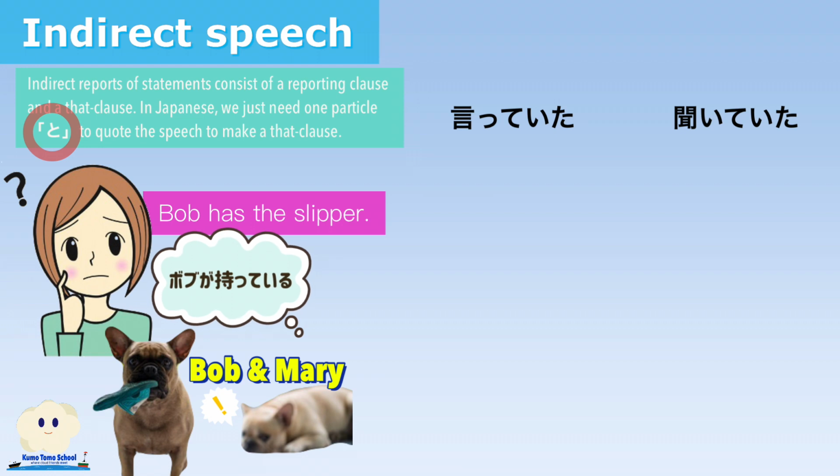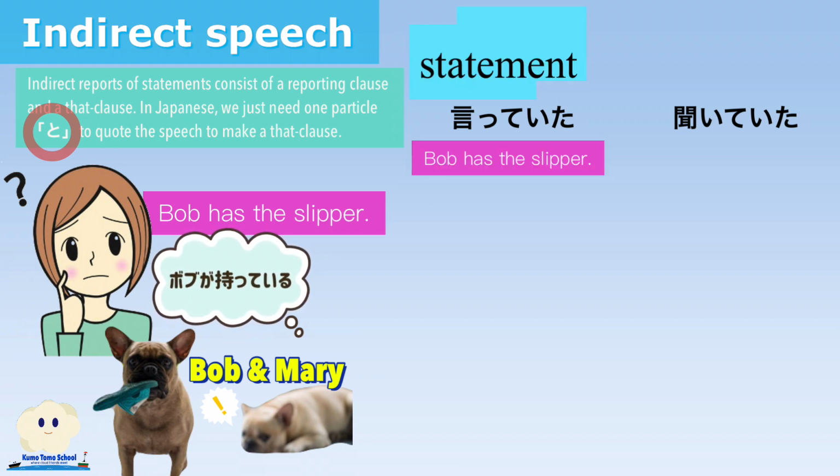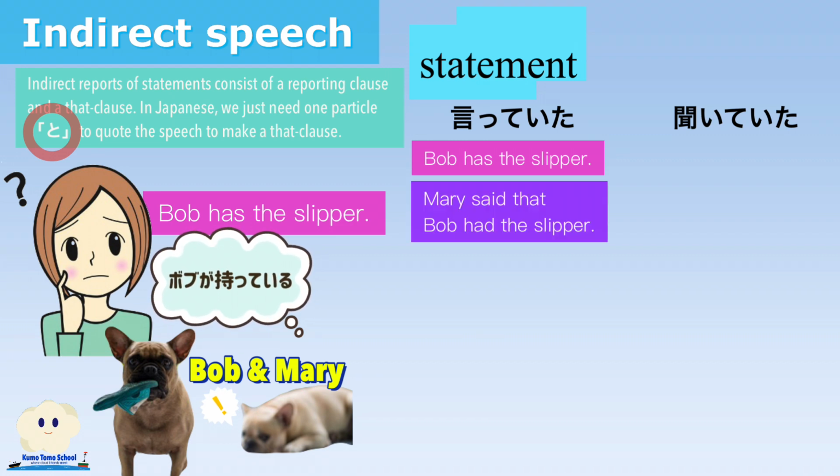So, here is the statement. Bob has the slipper. In an indirect speech, we say, Mary said that Bob had the slipper. Mary said that マリーはと言っていた. You use と to form a that clause.